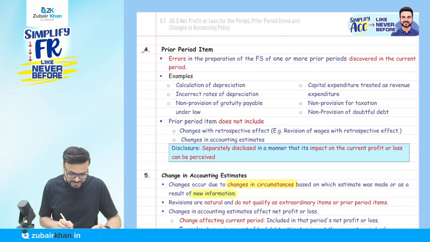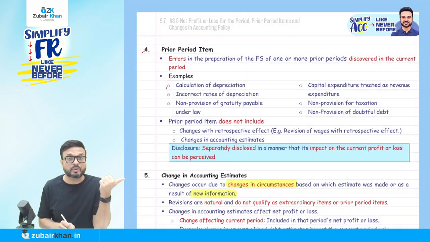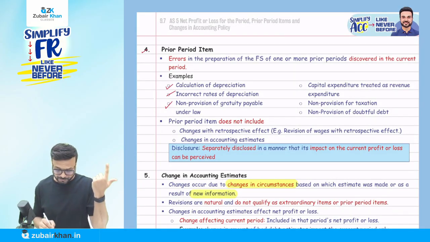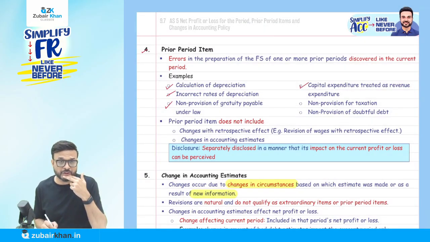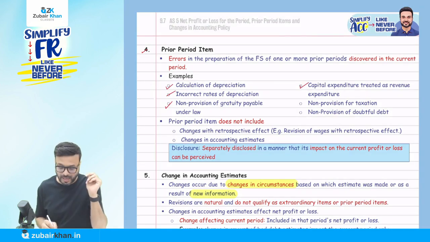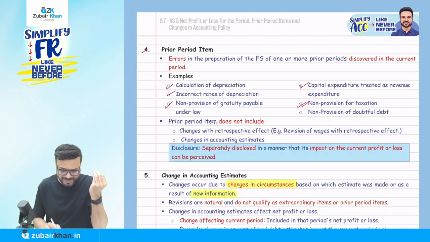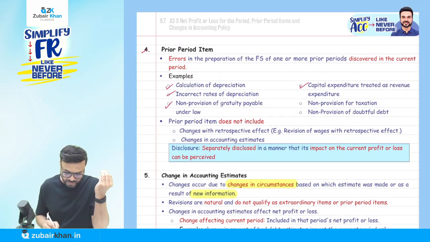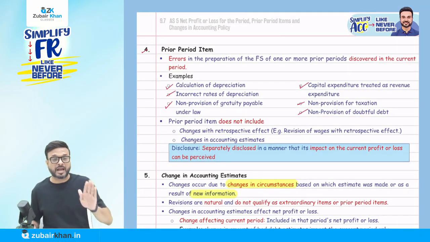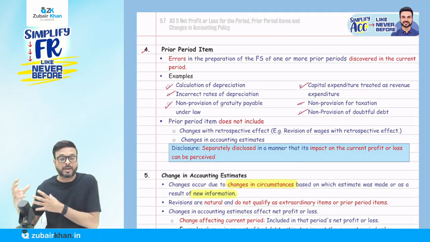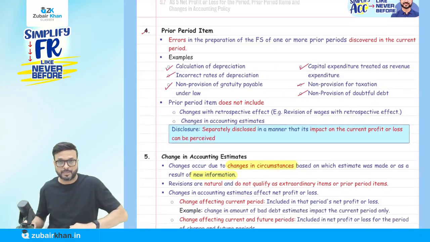Examples: wrong calculation of depreciation, an incorrect rate of depreciation, non-provision of gratuity payable under the law, capital expenditure treated as revenue expenditure or revenue expenditure treated as capital expenditure, non-provision for taxation, non-provision for doubtful debts. To make it simple, we have made certain errors. This is a prior period item. We made certain errors in the past, and now we are rectifying them. We call them prior period items.